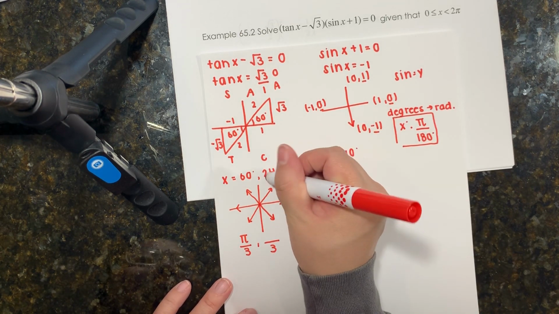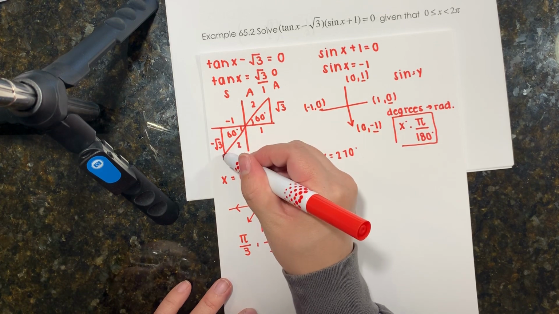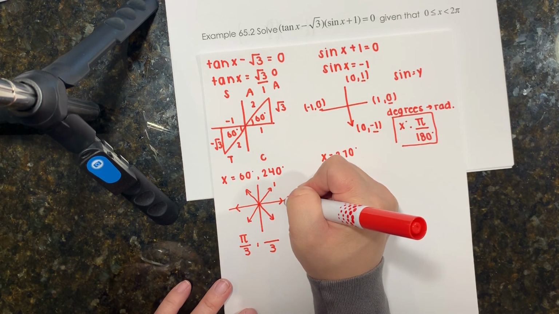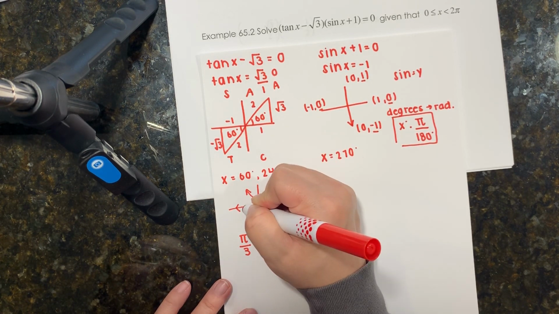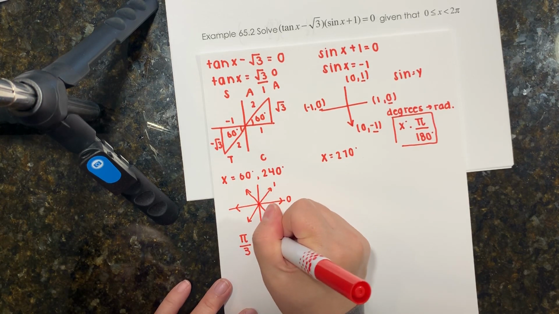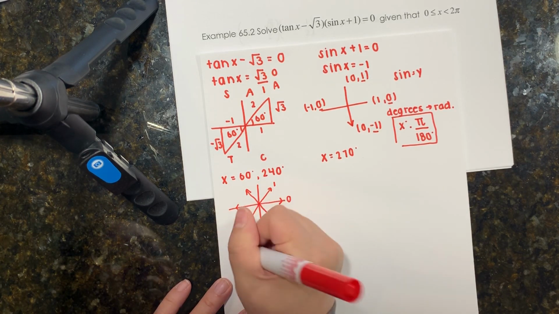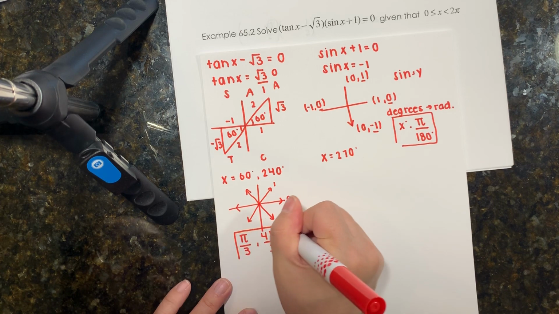My second one is in quadrant 3 here. So to count from 0, I go 0, 1, 2, 3, 4. And so my second answer would be 4 pi over 3.